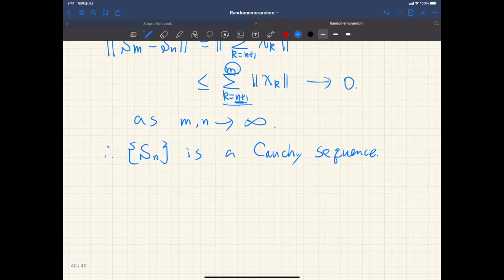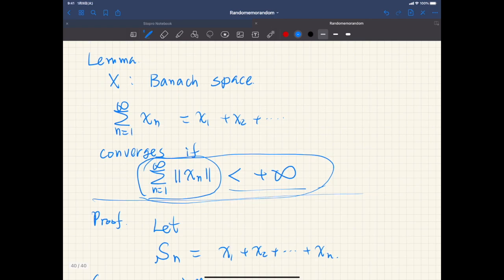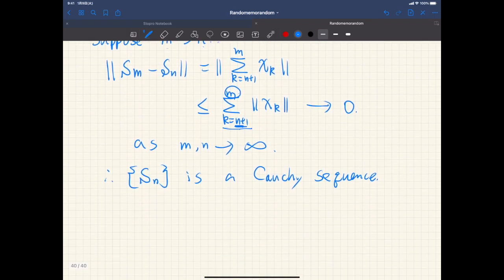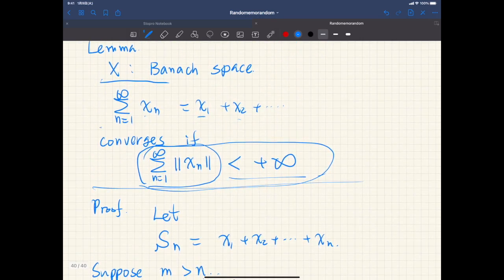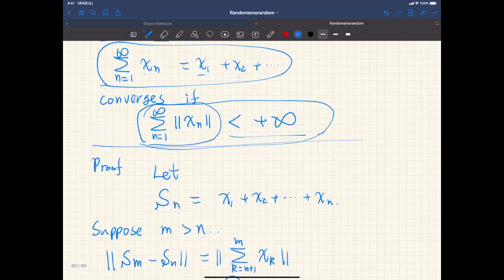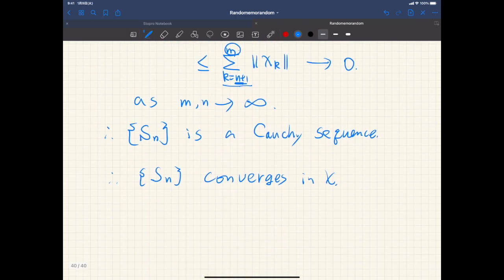Now we are assuming that this space is a Banach space. So these x1, x2 are elements of this Banach space. Since a Banach space is by definition complete, this sequence converges in this space. That means this limit, this series converges. And we are done.